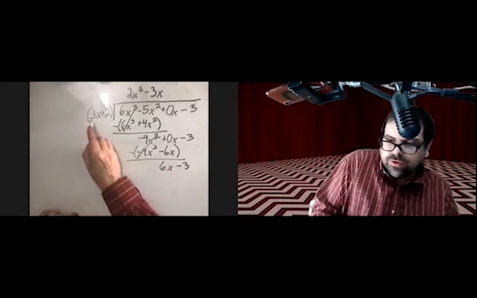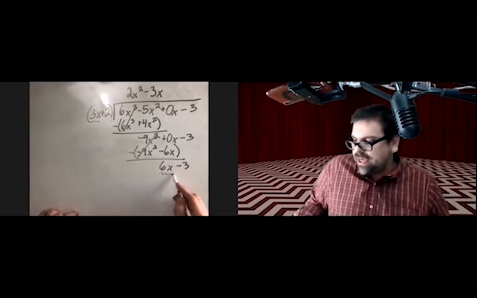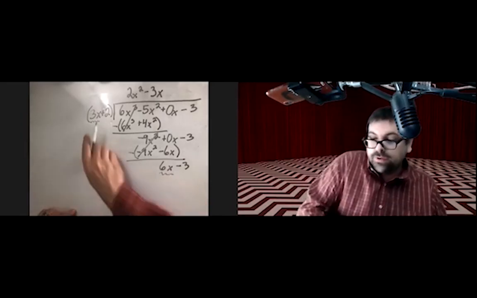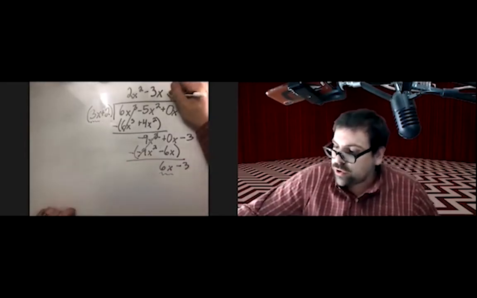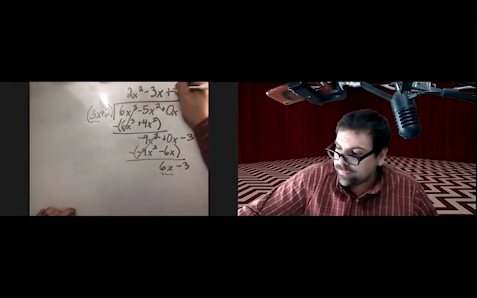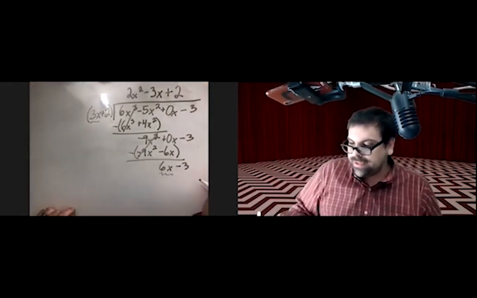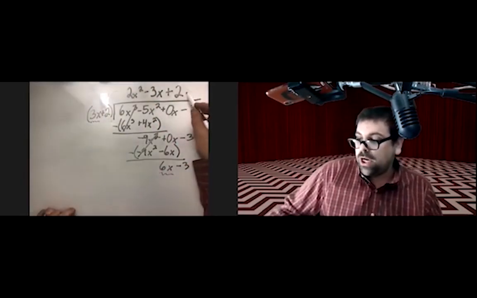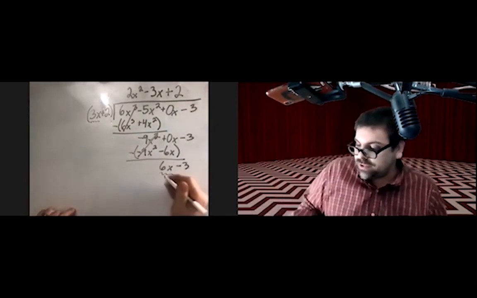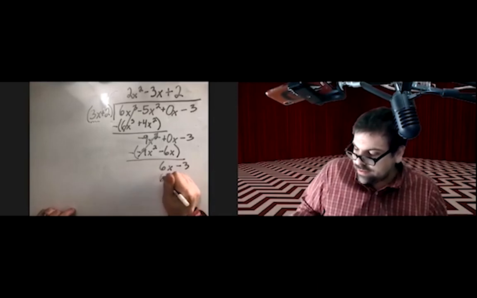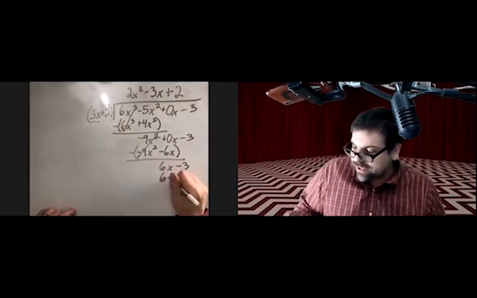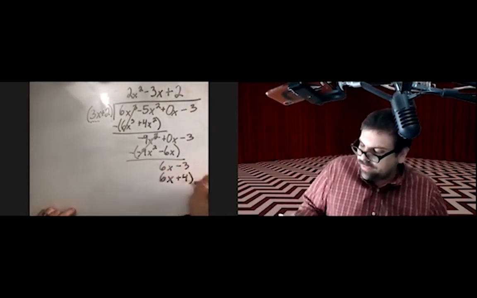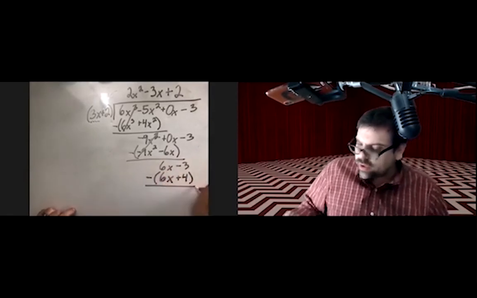Okay, so looking at just the 3x, looking at the 6x, 3x times what is 6x? 3x times positive 2 is 6x, multiplying around the corner. Positive 2 times the whole 3x plus 2. That's 2 times 3x is 6x. 2 times 2 is positive 4. I'm subtracting the whole thing.